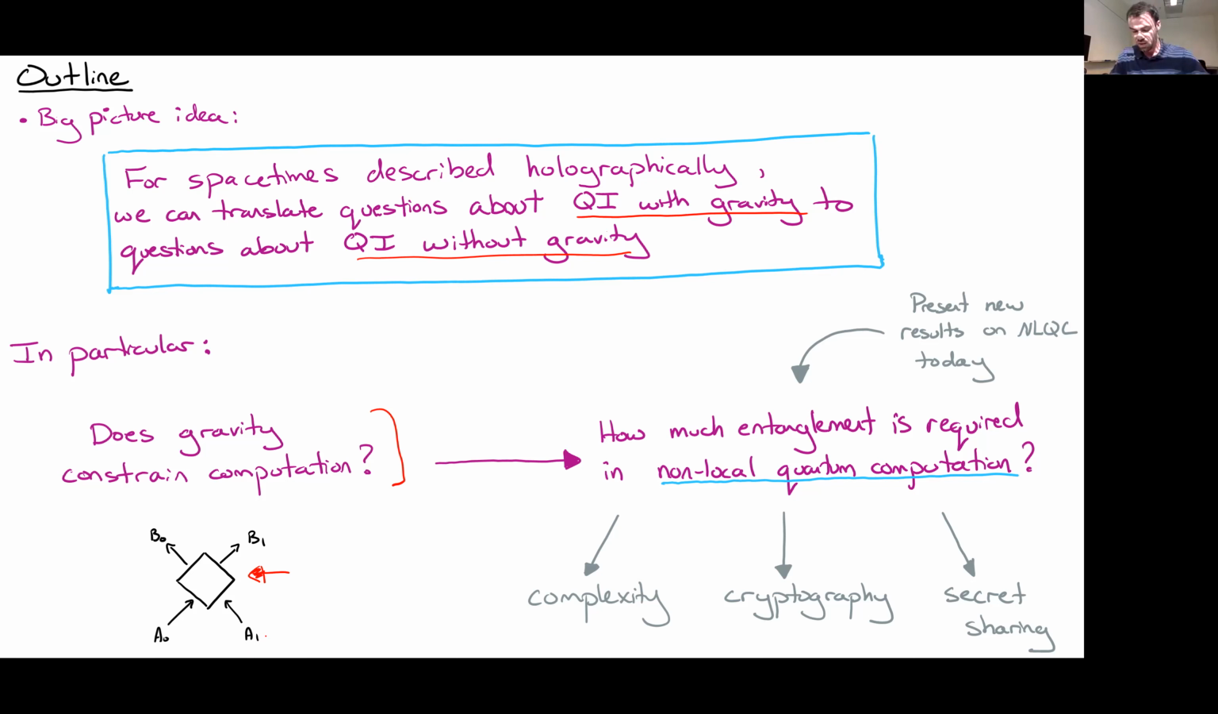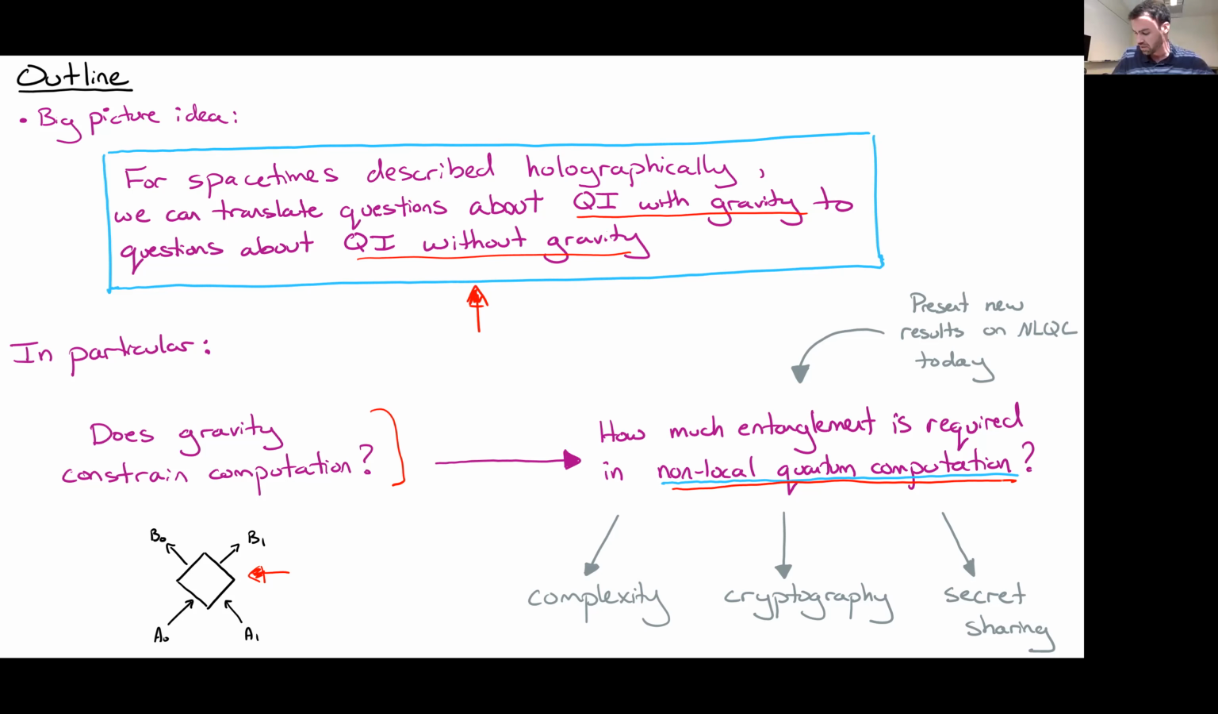Okay. In accordance with this idea, what I'm going to argue is that you can translate that gravitational question into a non-gravitational one about what's called a non-local quantum computation. And specifically into understanding how much entanglement is required to implement one of these non-local quantum computations.